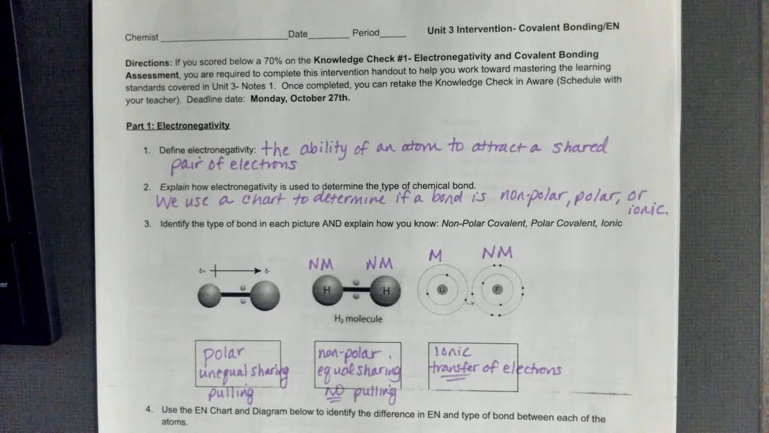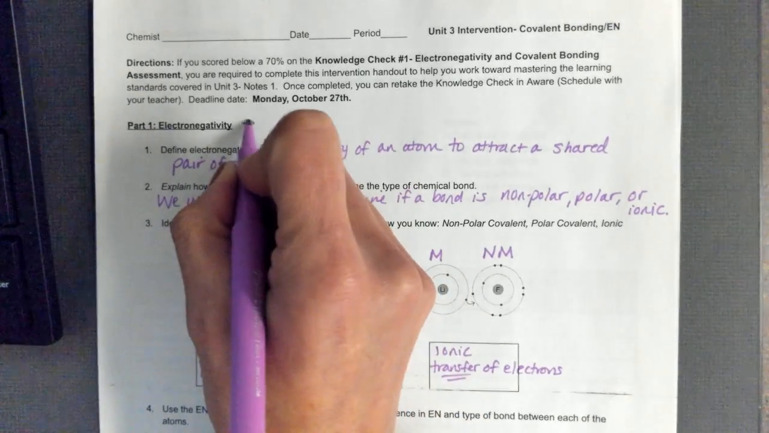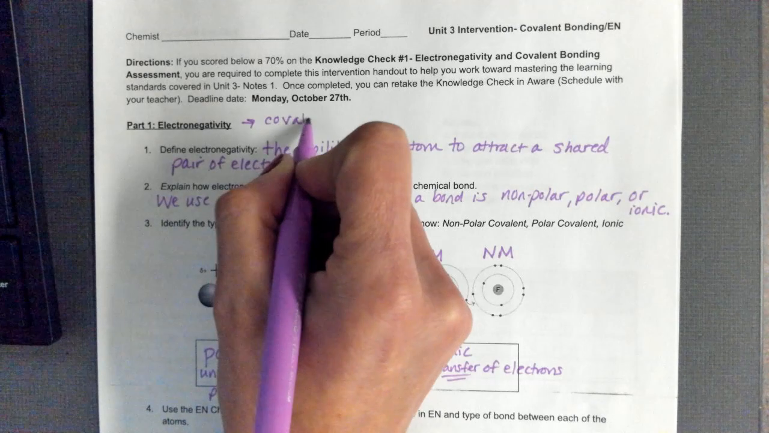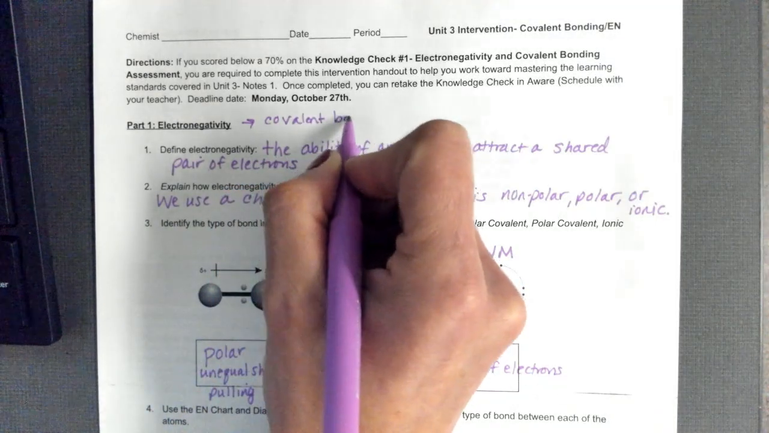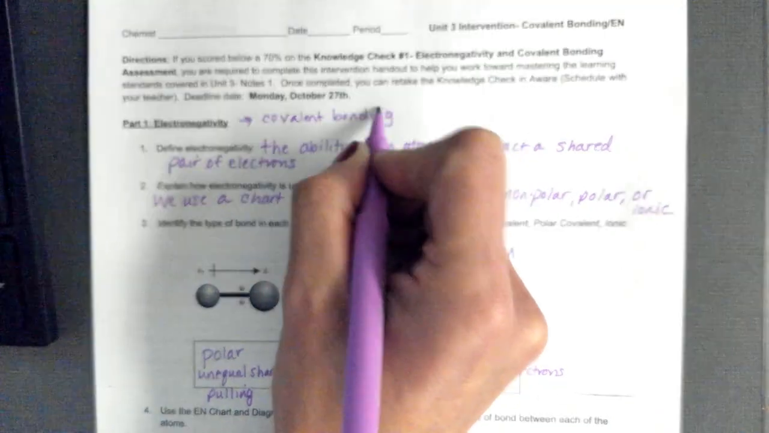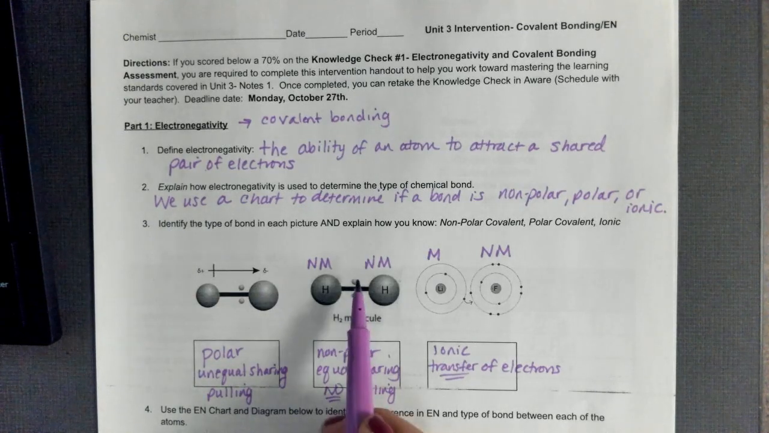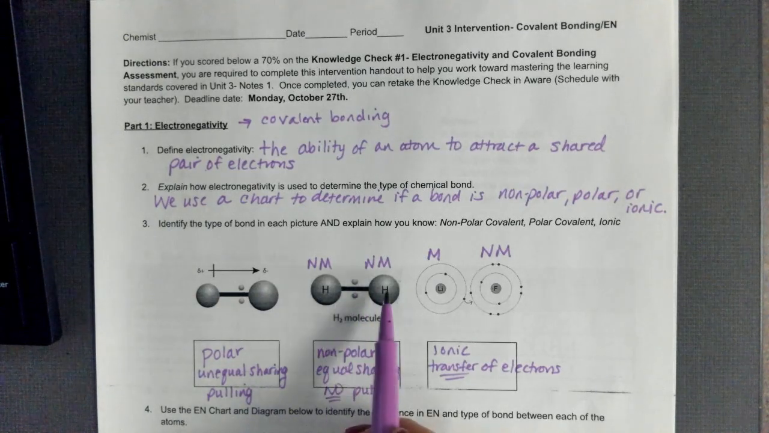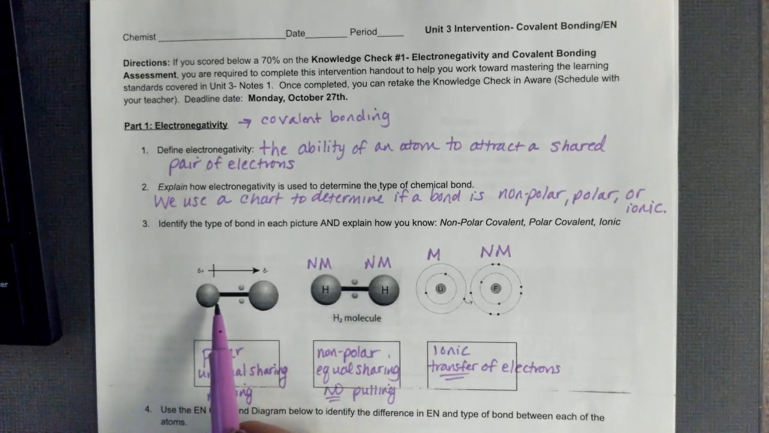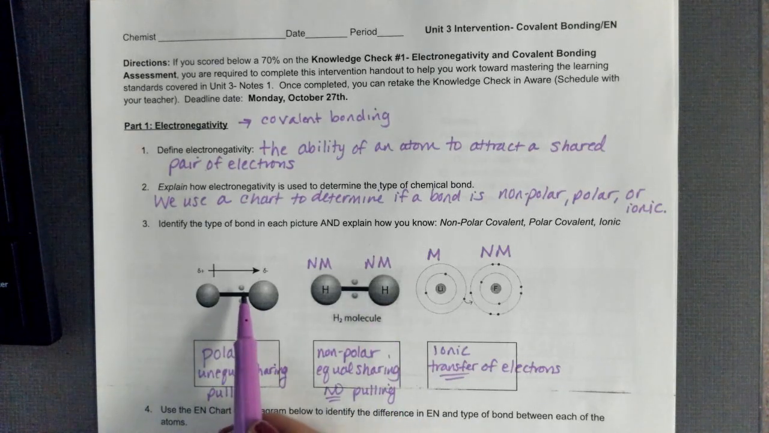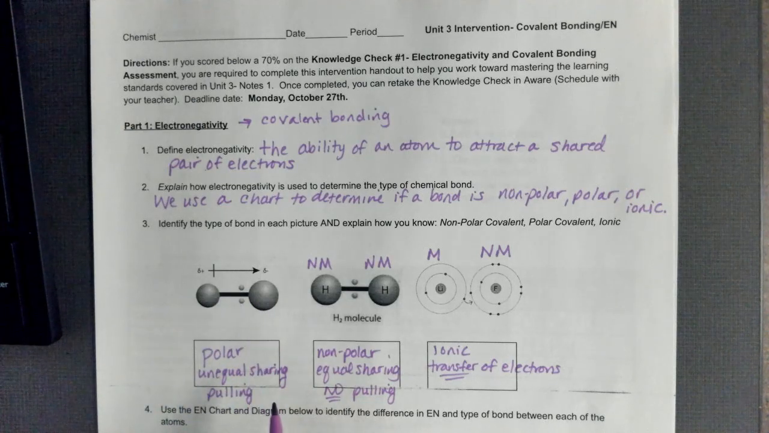So this idea is really centered around covalent bonding, which involves sharing electrons. Electrons can either be shared equally, meaning they're right in the middle of two different atoms, or they can be shared unequally, in which case the pair of electrons is going to be closer to one atom than the other. And that is what we call a polar covalent bond.